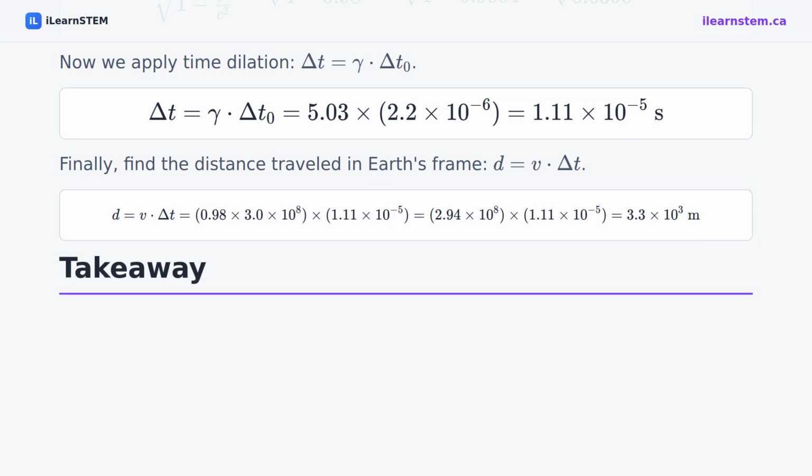The key idea is that time dilation causes a moving clock to run slower, so the muon's lifetime appears longer in Earth's frame, allowing it to travel farther than its proper lifetime would suggest.